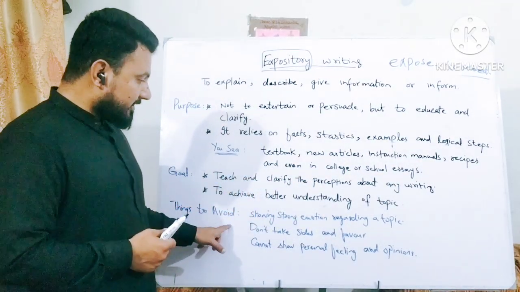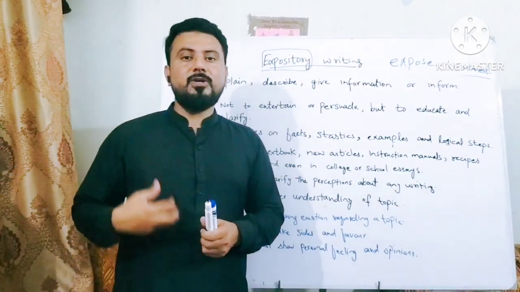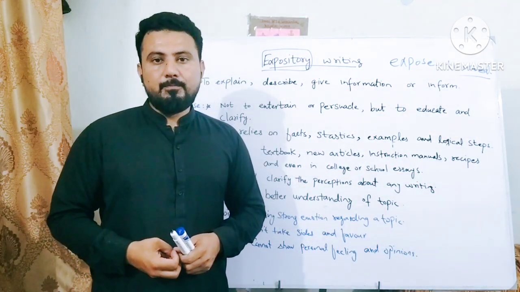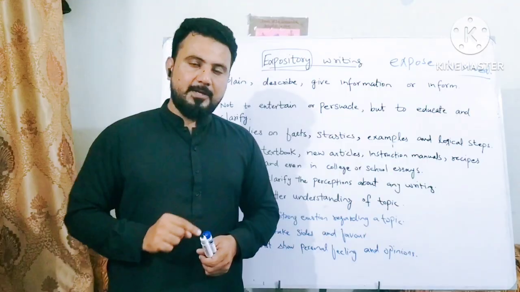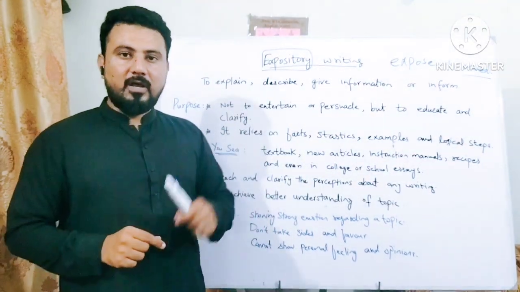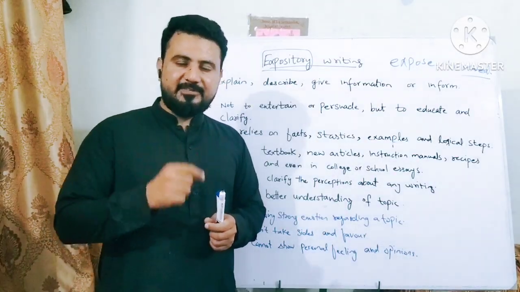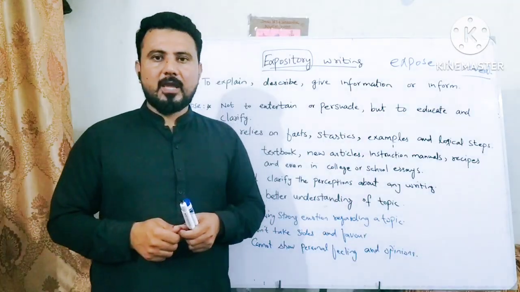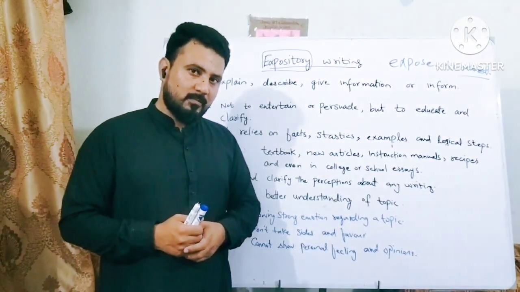Things to avoid are also there. Writer should avoid showing his personal emotion and feeling in any piece of writing. He must be unbiased and based on logic and facts. He should be scientific to gather the ideas and facts about something, to describe the statistics of something.